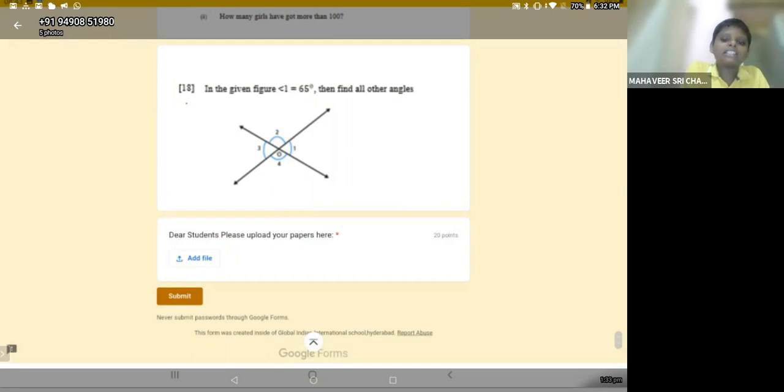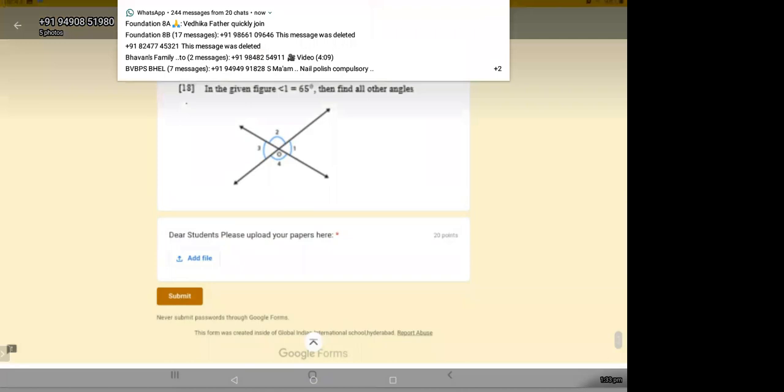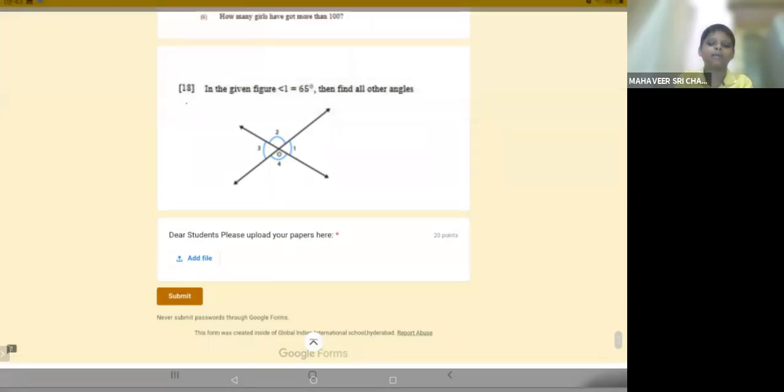Ma'am, angle 3 is 65 using the property of vertically opposite angles. And angle 2 is 180 minus 65 because of the linear pair. So 180 minus 65 will be 115 degrees. And angle 4 is also 115 degrees because of the vertically opposite angle property.